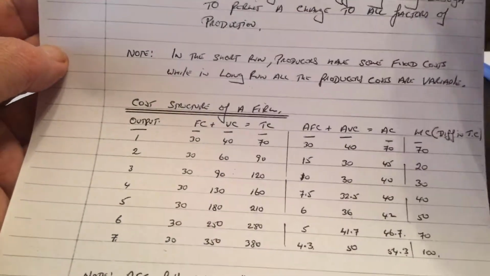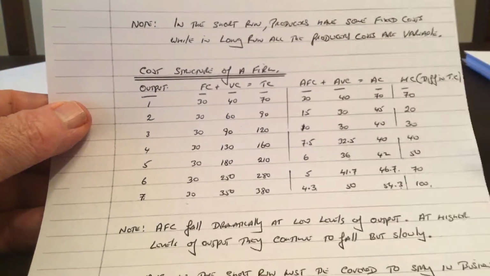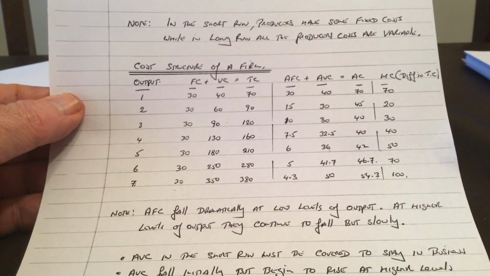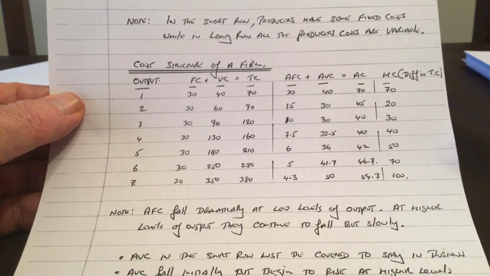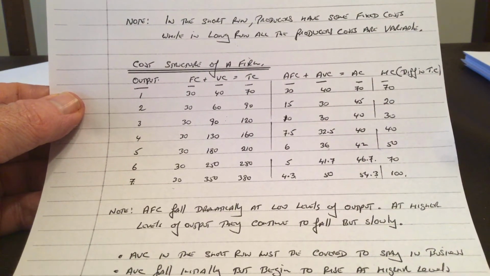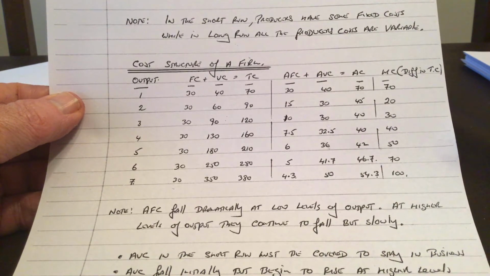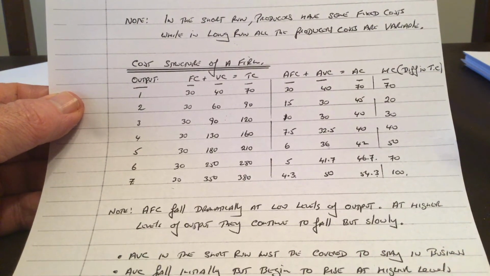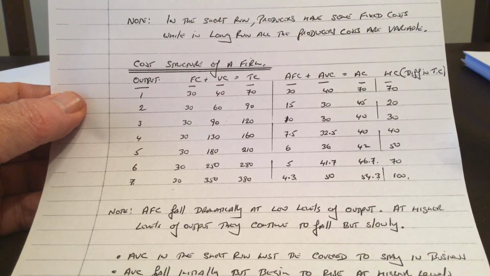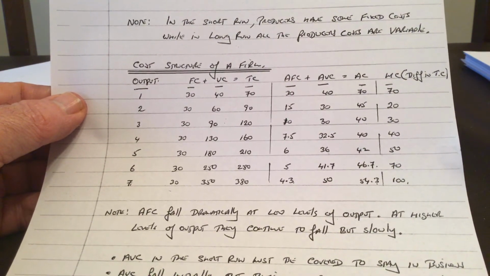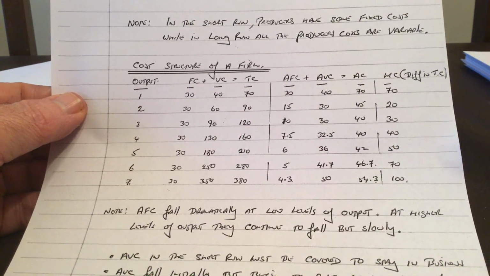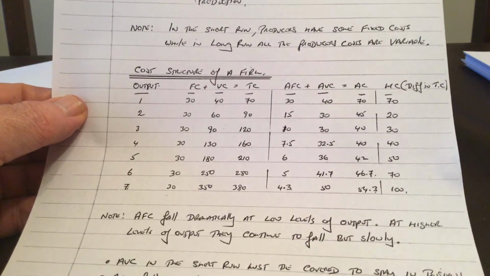Now, whilst there seems like an awful lot of numbers here, let me go through, and these are just numbers I made up, so that the cost structure of a firm, and you have output 1, 2, 3, 4, 5, 6, 7. Your fixed cost is €30 all the way along. Your variable cost for 1 unit is 40, for 2 units is 60, for 3 units is 90, for 4 units is 130, etc. And your total cost then is 30 plus 40, 30 plus 60, 30 plus 90, all the way across. So that's easy enough.